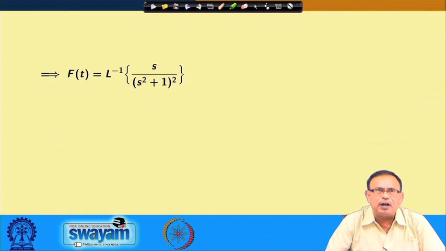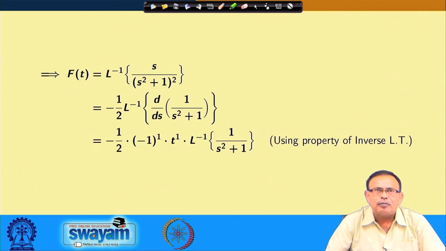And f(t) I can obtain as the Laplace inverse of this quantity, which using the property I can write as minus half into Laplace inverse of d/ds of 1 by s square plus 1. If I take the d/ds, I will obtain half into minus 1 t Laplace inverse of 1 by s square plus 1, and Laplace inverse of 1 by s square plus 1 is nothing but sin t. Therefore, the value of f(t) is t by 2 into sin t. In this way, even if we have an integral equation, using the convolution and the properties of the Laplace transform, I can find the solution of this.